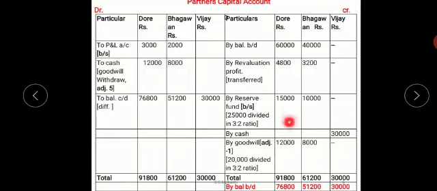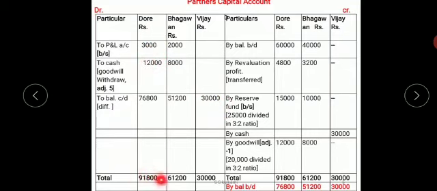Take the difference, total the credit side first and then write the same total on the debit side. So you will be having 91,800 for Dore, 61,200 for Bhagwan and 30,000 for Vijay. So from this we are going to reduce the amounts which are appearing on the debit side. So for Vijay there is nothing which is to be credited or debited, so same 30,000 will be written for Vijay.